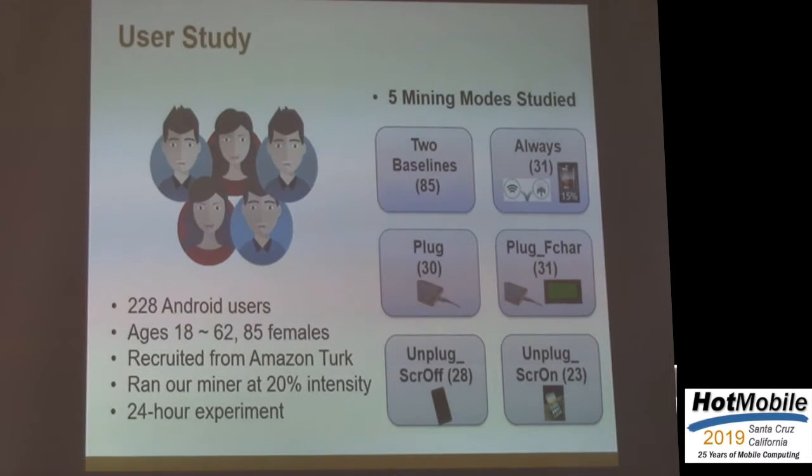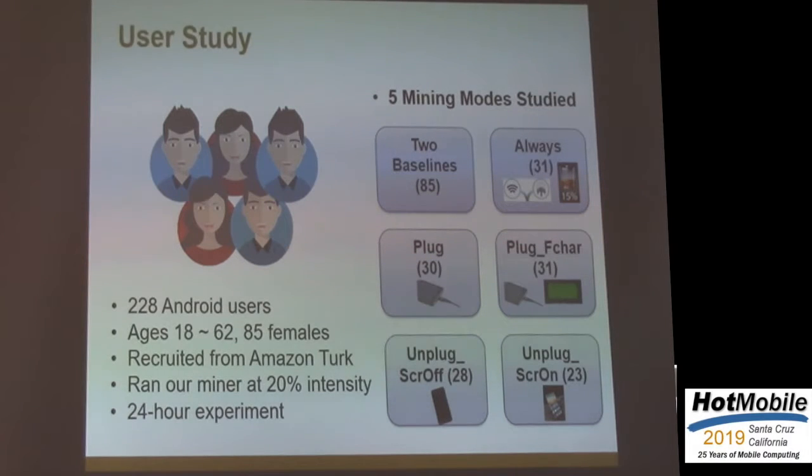So using this miner prototype, we conducted a user study. We recruited 228 Android users aged between 18 and 62, including 85 females. We asked them to run our miner at 20% intensity, which is the intensity that doesn't heat up the phone that much and doesn't consume the CPU cycles of the phone that much, so that it doesn't affect the running of other applications too much. We split the users into 5 different mining modes and 2 baselines, and asked them to run the miner for a 24-hour duration.